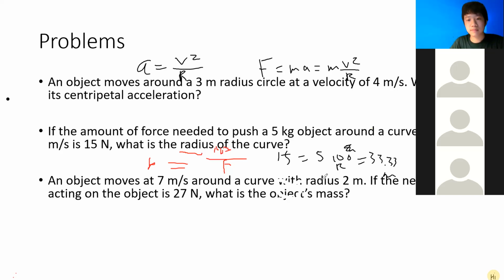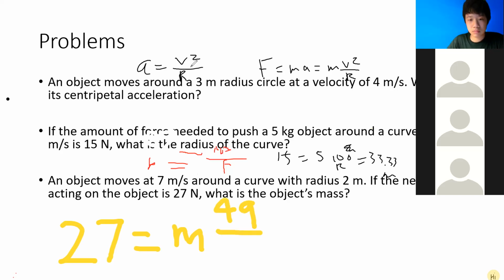So I started off with the formula. The force is m times v squared over the radius. So the force, which is 27, is equivalent to mass times 49 over 2. And if you simplify it even more, 49 over 2 is basically 24.5.